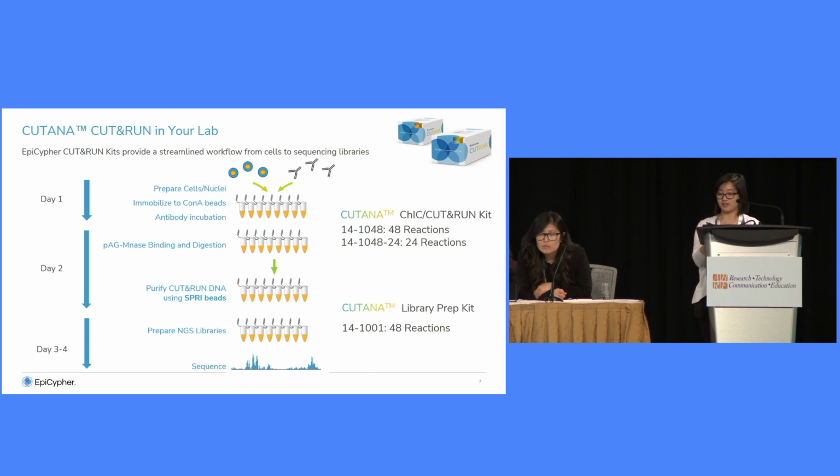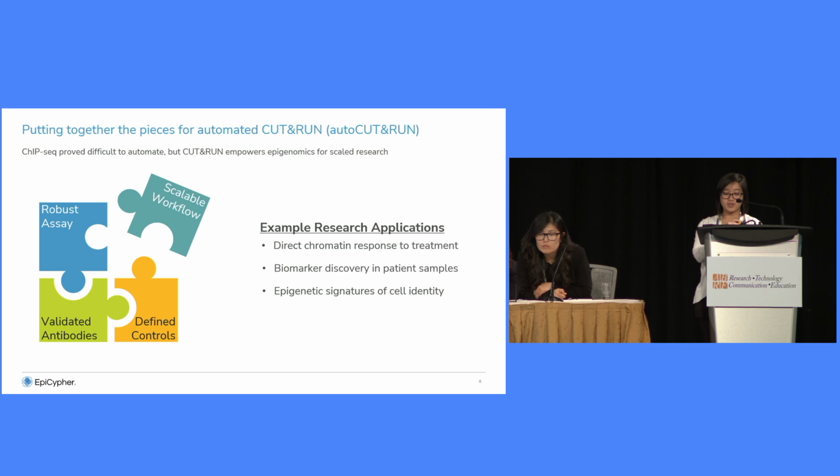But what if you're interested in more than 48 reactions? At EpiCypher, we've developed automated cut and run for those high throughput experiments using 96-well plates, making large-scale chromatin profiling more accessible than ever. So here are just some example projects you can tackle with auto cut and run. If you're looking for direct chromatin response to treatment, biomarker discovery in patient samples, or epigenetic signatures of cell identity, where you're mapping chromatin landscapes across different cell types. So in the upcoming slides, I'm going to talk more about the last application that I mentioned.